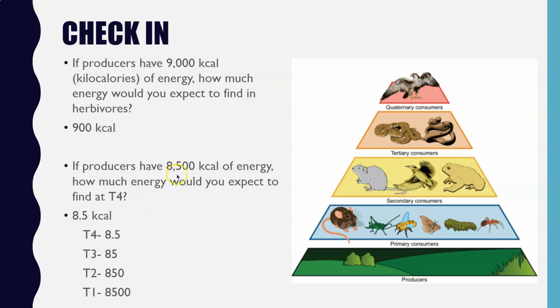Then if producers have 8,500 kilocalories of energy, how much energy would you expect to find at T4? So that's 1, 2, 3, 4 levels. Okay, you're going up 4 levels. So this is T1, T2, T3, T4. Okay, so 1, 2, 3. You're only going up 3 levels, sorry. So this would be T5. All right, so 1, 2, 3, 8.5.